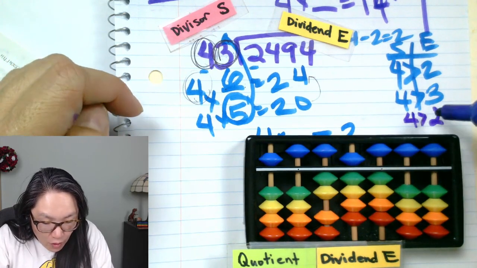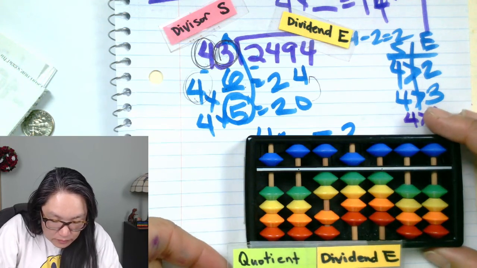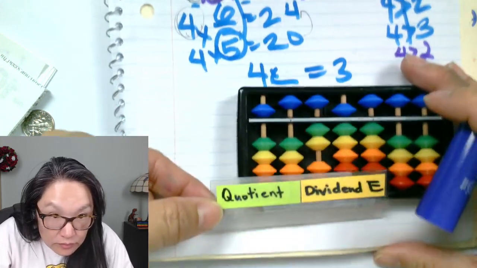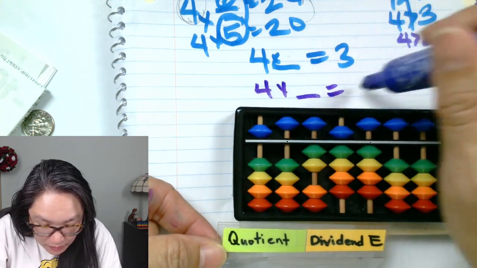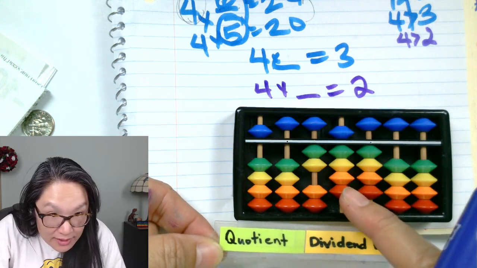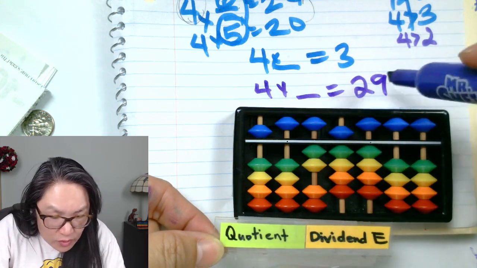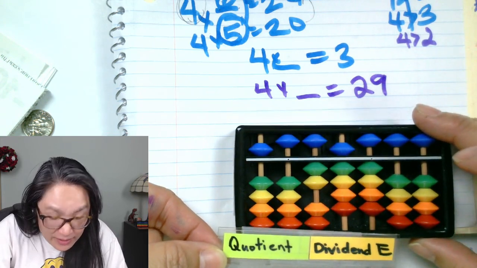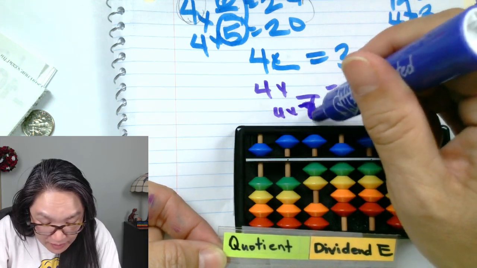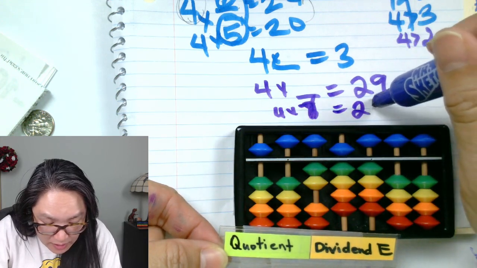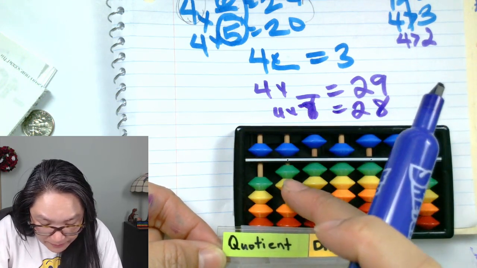2 or 4. 4 is bigger. 4 times what is equal to 2? No, I need to utilize this next number, which is 9. So it's what times 4 is equal to 29 or less? 4 times 7 is equal to 28. So I add my 7 here.